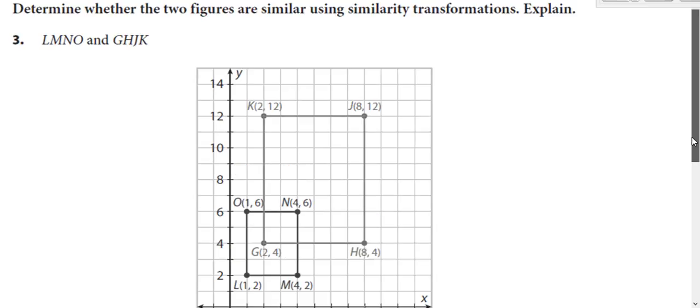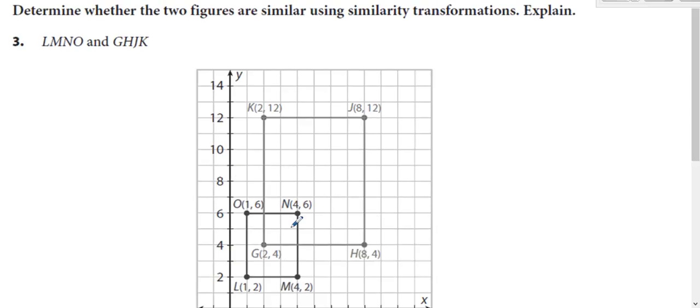So for this, we can look at the coordinates 1, 2 to get to 2, 4. From L to G, that would have to be multiplied by 2 and multiplied by 2. That works. Scale factor is 2. But it needs to be the exact same for all the other coordinates.